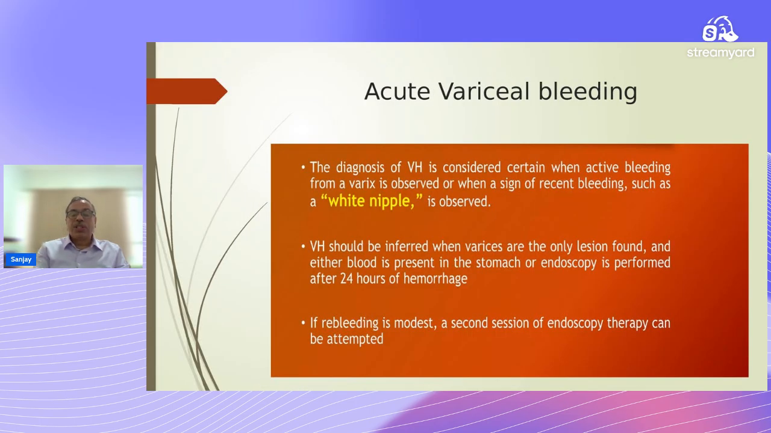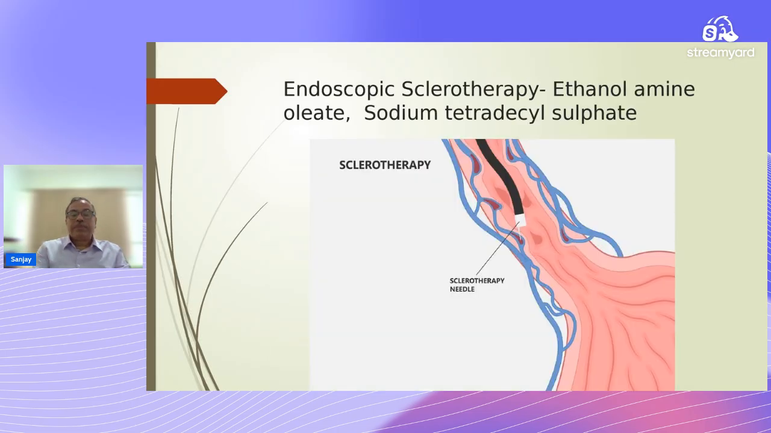The diagnosis of variceal hemorrhage is considered certain when active bleeding from a varix is observed, as we have already seen, or when a sign of recent bleeding, such as a white nipple, is observed. Now, how would you manage acute variceal hemorrhage endoscopically? The first and foremost is endoscopic sclerotherapy.